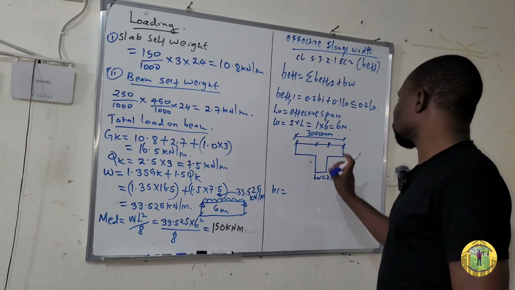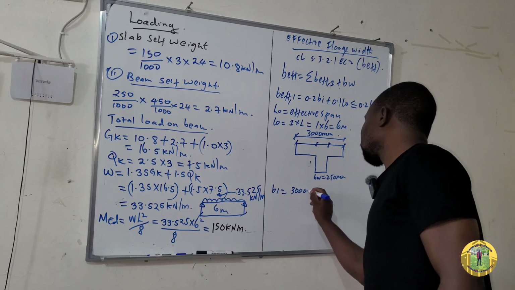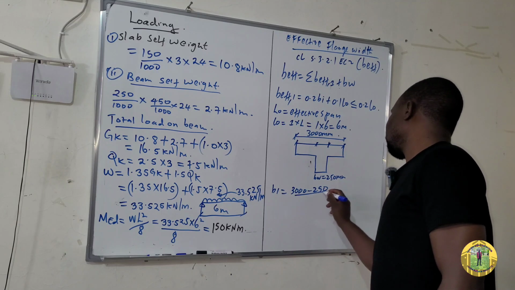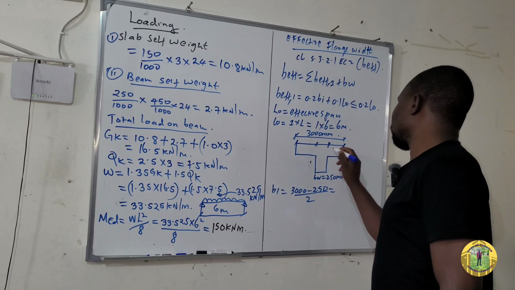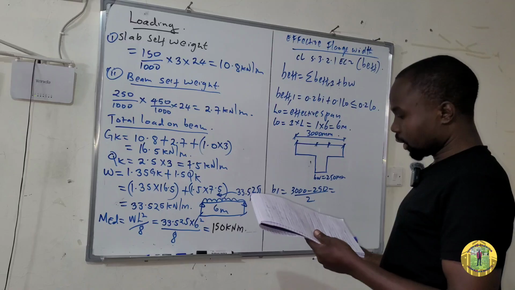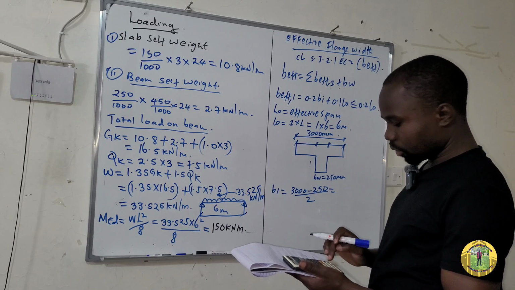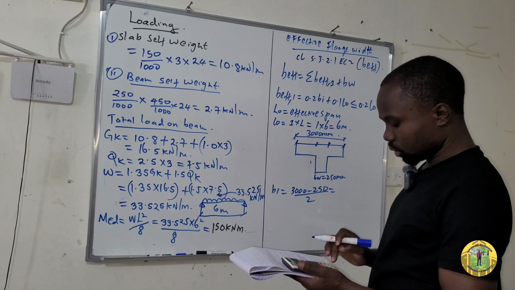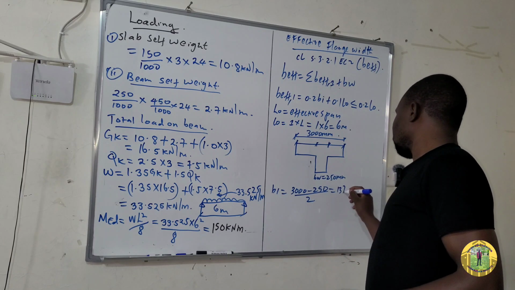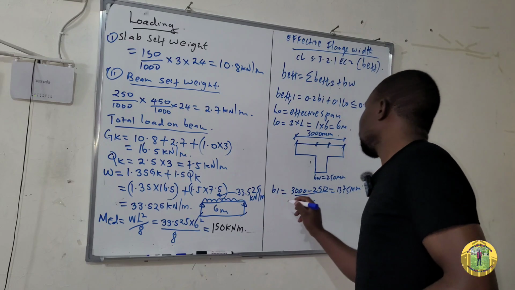So the clear distance between adjacent webs will take 3,000 minus 250, then divided by 2, such that you can have this distance from here to here, and then from here to here. So the answer is equal to 3,000 minus 250 divided by 2. So this is 1375 millimeters.